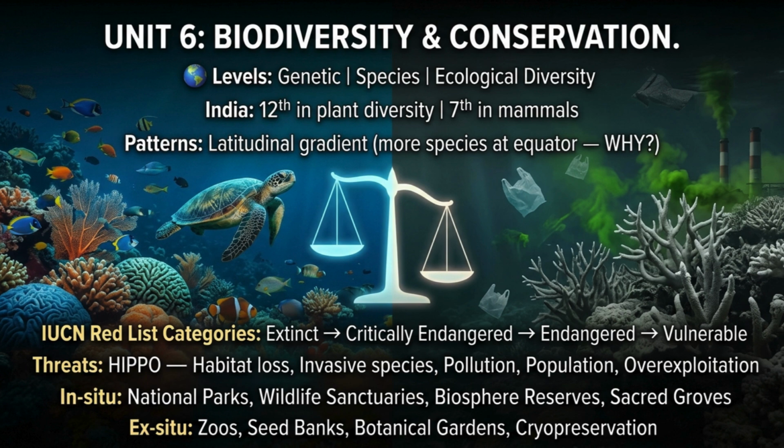The threats to biodiversity can be remembered as HIPPO. Habitat loss is the single biggest threat. Then invasive species, pollution, population pressure, and overexploitation. Conservation strategies: in situ means conserving species in their natural habitat. National parks, wildlife sanctuaries, biosphere reserves, and the beautiful concept of sacred groves, forests protected by local communities for generations. Ex situ means conservation outside the natural habitat: zoos, botanical gardens, seed banks, and cryopreservation. Both approaches are needed and both are tested in NEET.